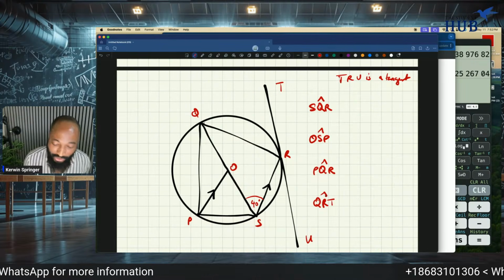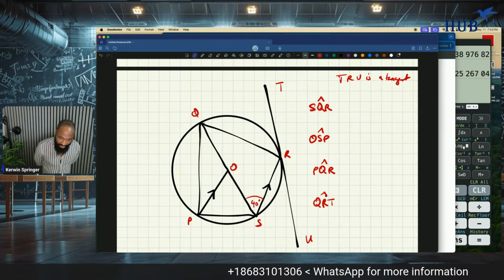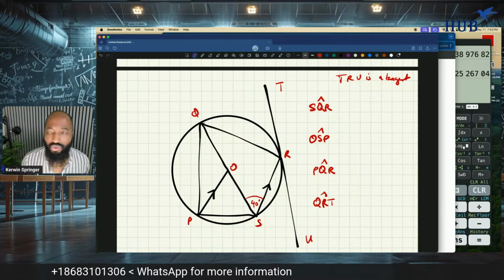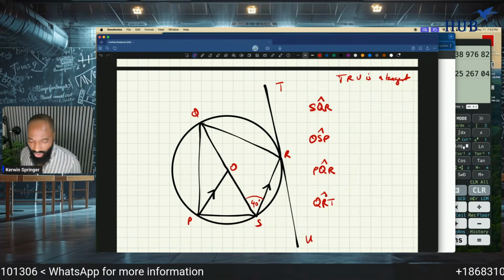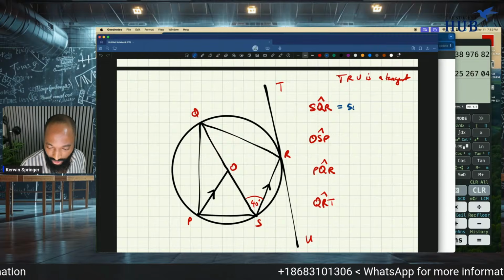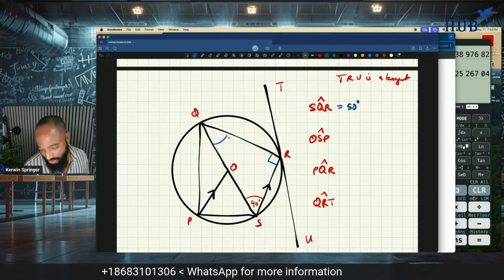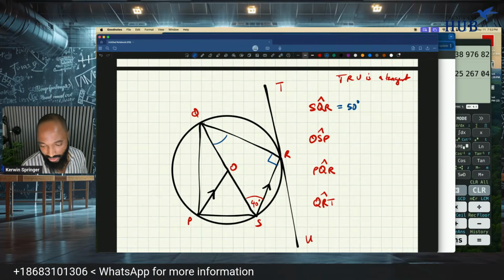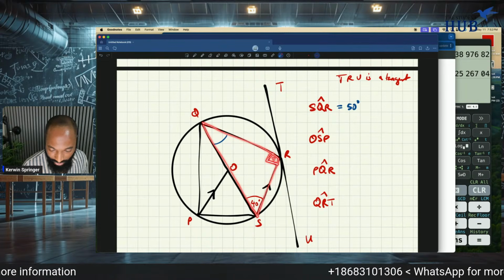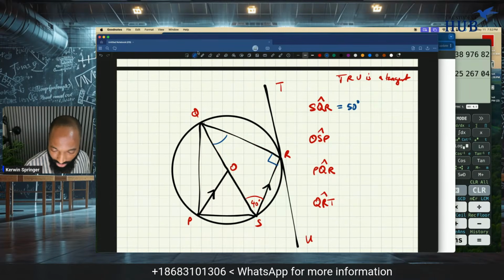So SQR, OSP, PQR, and QRT. A lot of different theorems thrown in the mix here. So SQR is nice. I'm seeing a lot of people getting SQR. That's 50. For those who don't understand how they get the 50, this is 90, right? Angles in a semicircle, the first theorem. This triangle, this is 90. So if this is 90 and 40, then 50 makes sense, as they add up to 180.